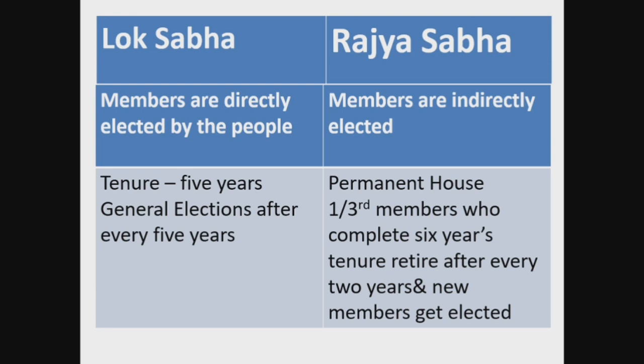Whereas Rajya Sabha is a permanent house. It means it never gets dissolved completely. One third of the members who complete their 6 years tenure retire after every 2 years and then new members get elected. And so Rajya Sabha is called a permanent house.